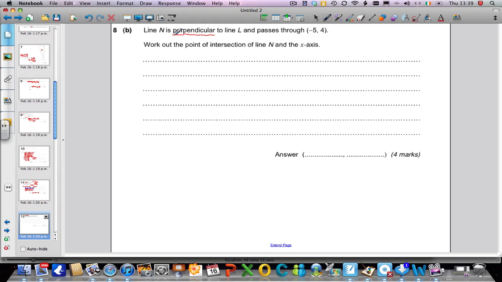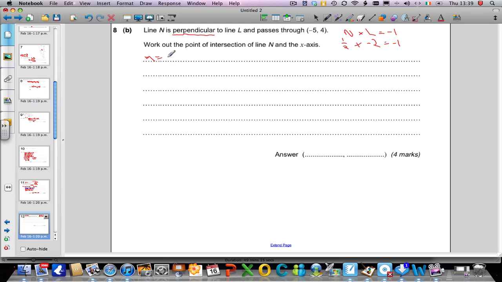Well, if N is perpendicular, that means the gradients, when multiplied together, if I multiply the gradient of N with the gradient of L, the answer should be minus 1, okay? Now, generally, what most of us learn is that you just flip the gradient upside down and change the sign. It was minus 2, which means the gradient for N must be a half. So flipping it upside down and changing the sign. Right, so I know the gradient.